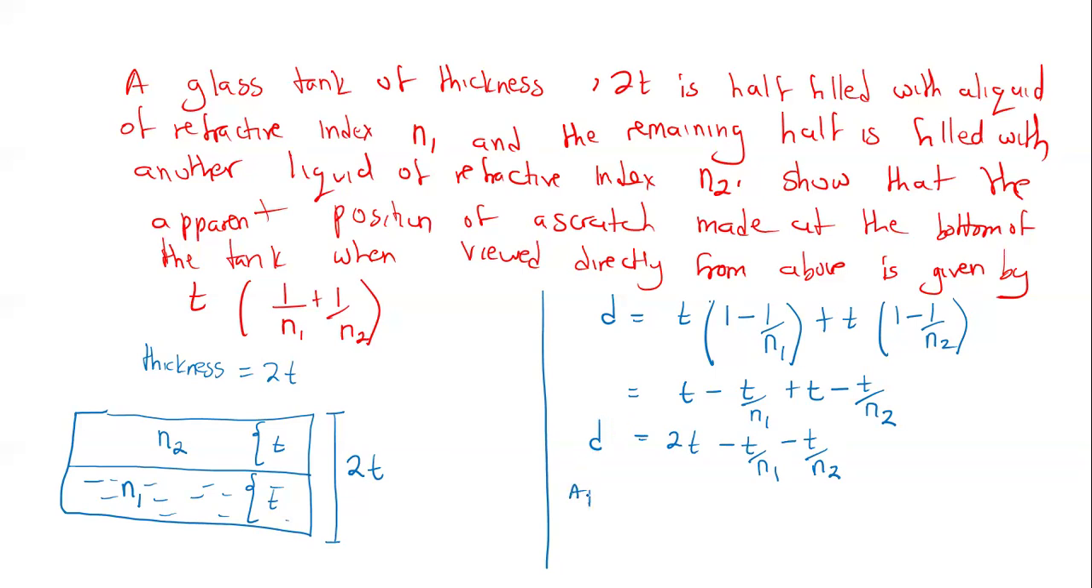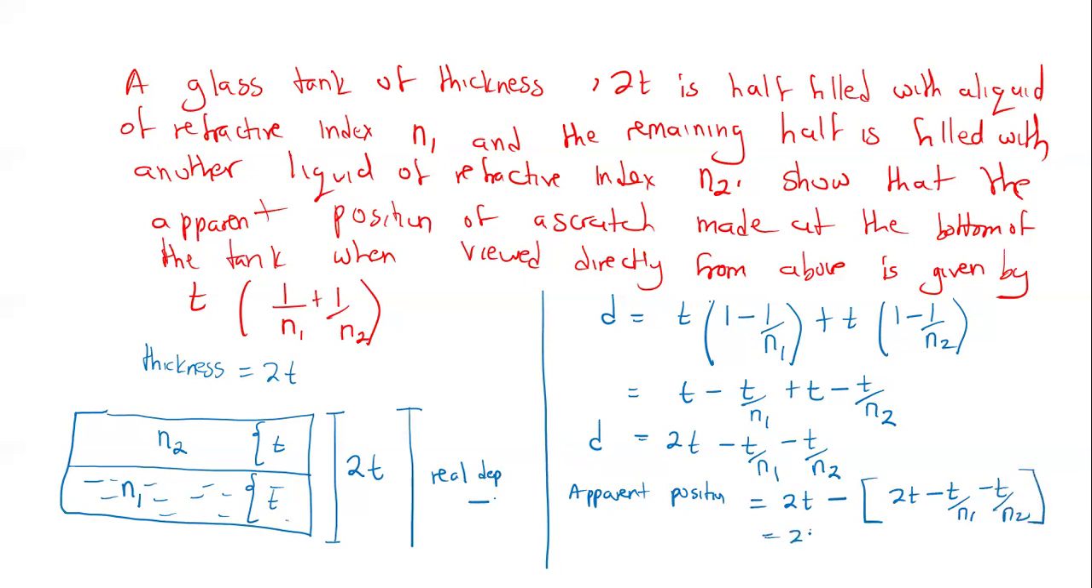So to show the apparent position, we say that you'll always get the thickness, or what you call the real depth, minus the apparent displacement. So the real depth is 2T minus the whole of this one, which is 2T minus T out of N1 minus T out of N2. So when you open brackets, you have 2T minus 2T. Now, a minus and a minus will give you a plus T out of N1, and a minus and a minus will give you a plus T out of N2.